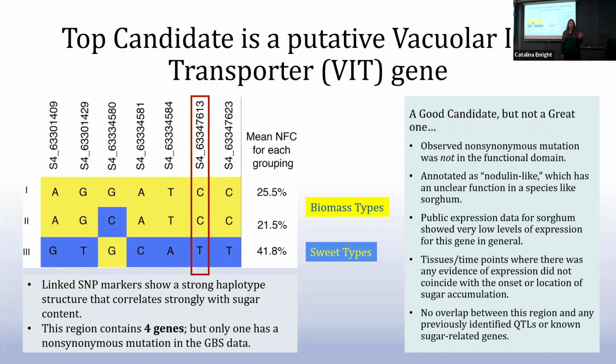So it was kind of a good candidate, but it wasn't a great one because the non-synonymous mutation was actually not in the functional domain. It was in some domain of the protein. We didn't really know what it was for. It was originally annotated as nodulin-like, and sorghum doesn't have nodules, so we really didn't know what to make about that. The public expression data looked really low, so a lot of things made it look like maybe this wasn't actually a real gene. It might be a pseudogene. And then it didn't overlap with any of the QTLs previously identified for this trait.